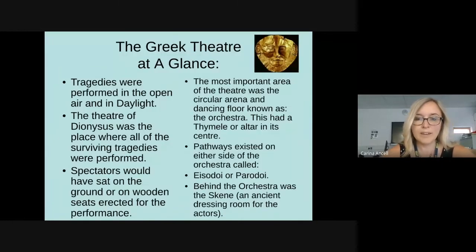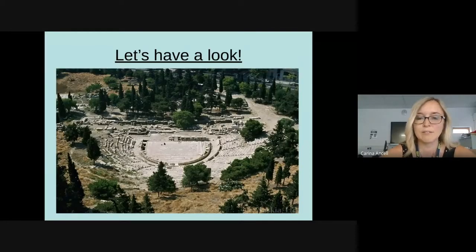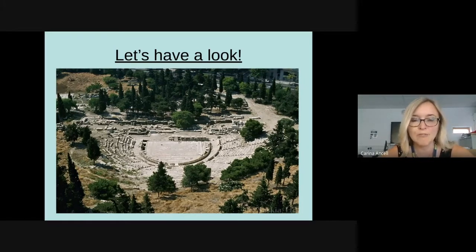And then behind this, you would also have what we call a scene, which is an ancient dressing room for the actors. Hopefully you can see around the outside here, and here is where the people, the audience, would have actually been sitting. This is a later construction because later Greek theatres were actually built in stone rather than in wood.